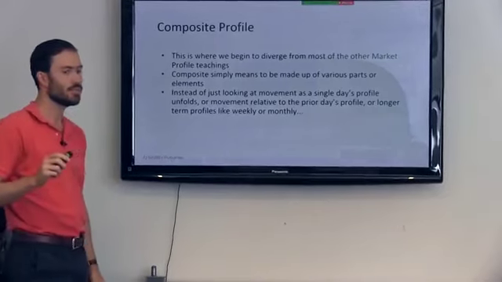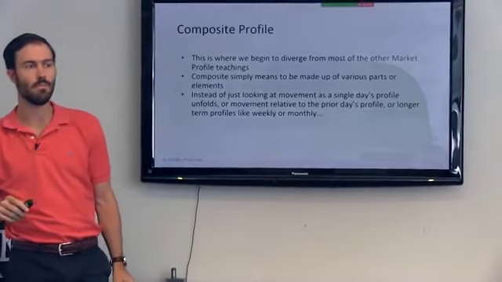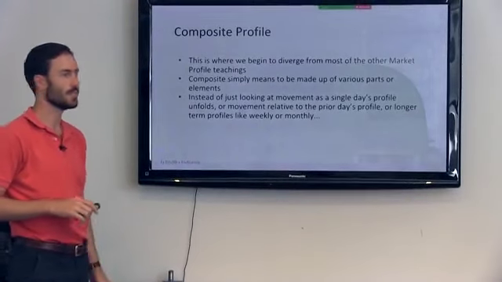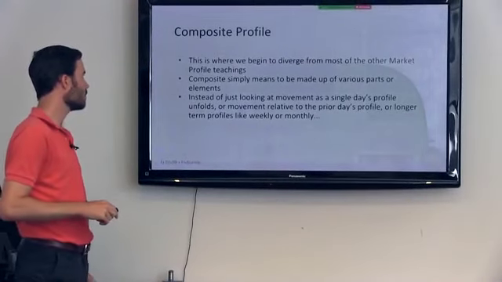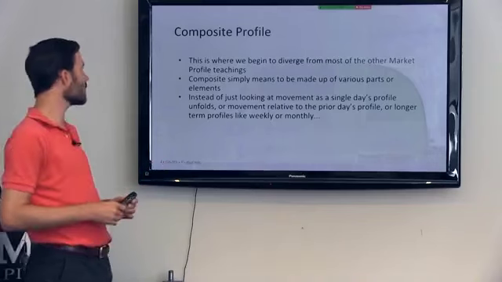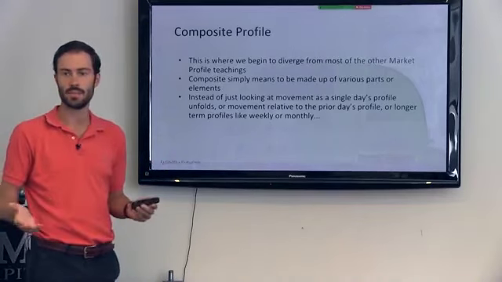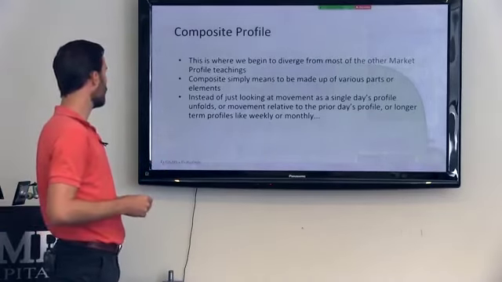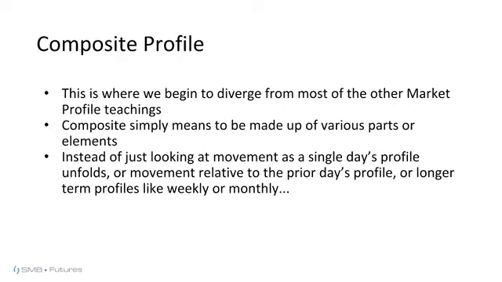This is where we begin to diverge from most market profile teaching that's out there. What is a composite? Composite simply means to be made up of various parts or elements. That's what that word means. Instead of just looking at movement like we have so far from day to day, or even like micro highs, the periods within a day, now we're going to start to take more of a look at that day-to-day movement and define it and treat it as one unit rather than keeping it all separate.